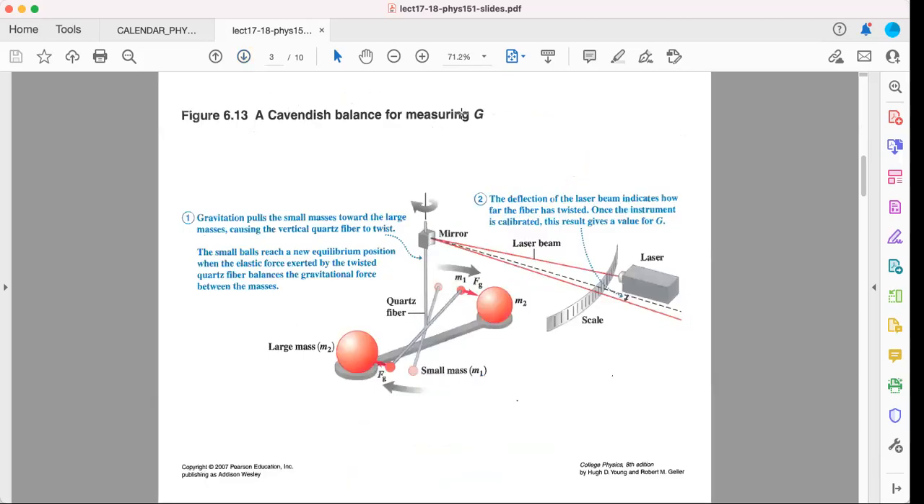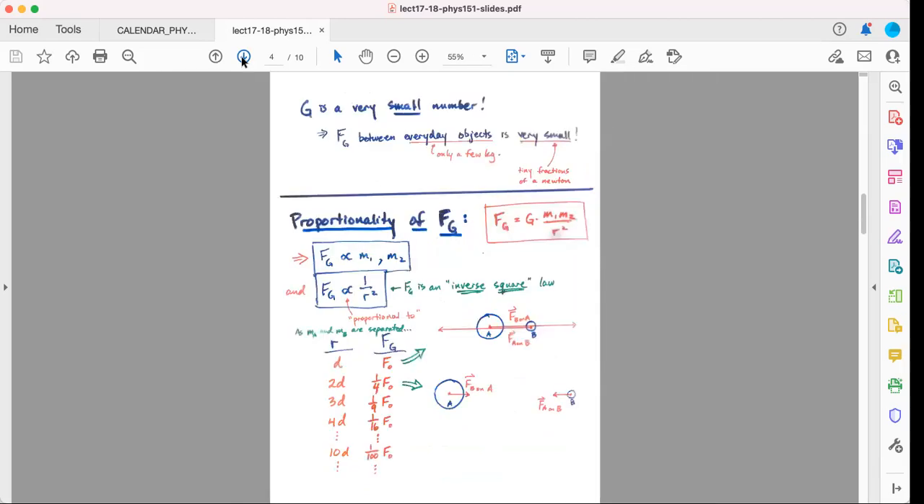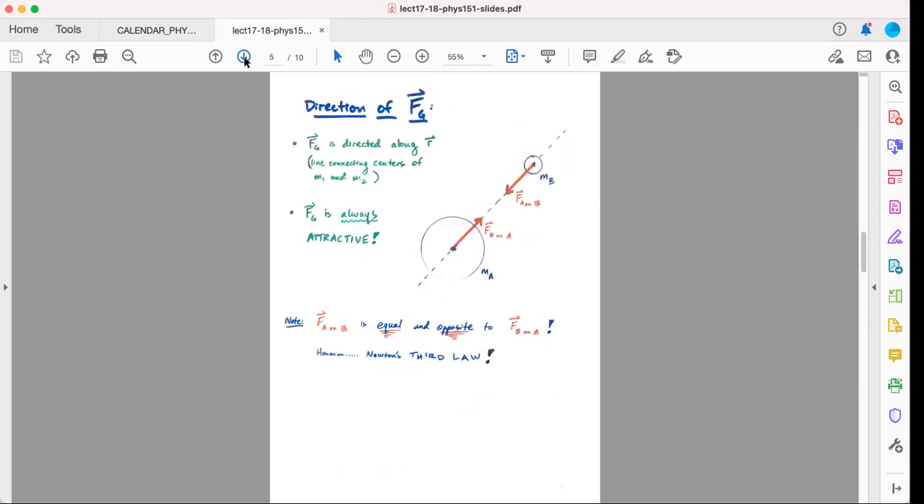This is how G has been measured, so I will not go into the details of this. What is important for you to remember is the proportionality. The gravitational force is directly proportional to the masses m1 and m2, and is inversely proportional to the distance. So it's proportional to 1 over r squared, okay? So it's an inverse square. And we will see later an exercise with this.